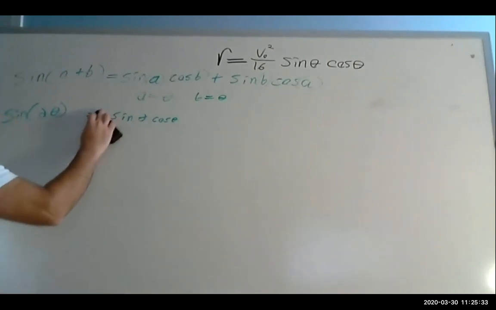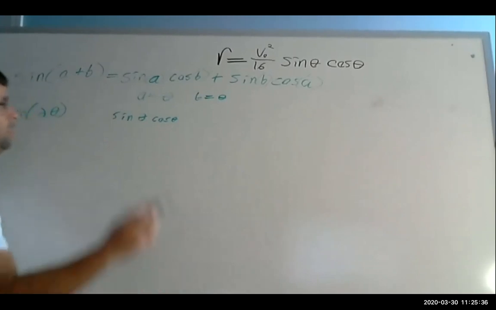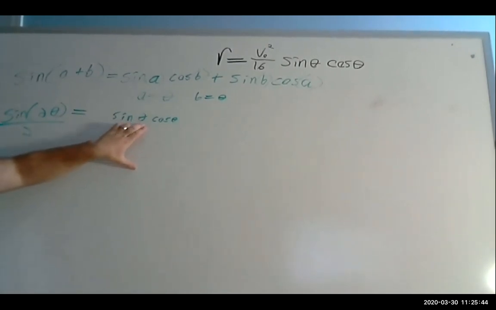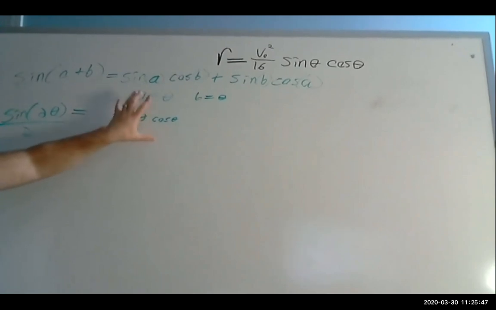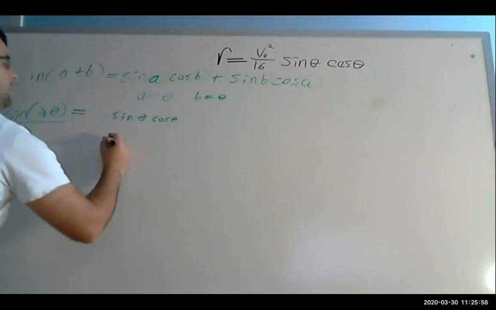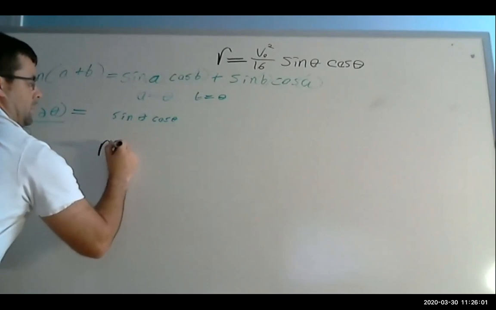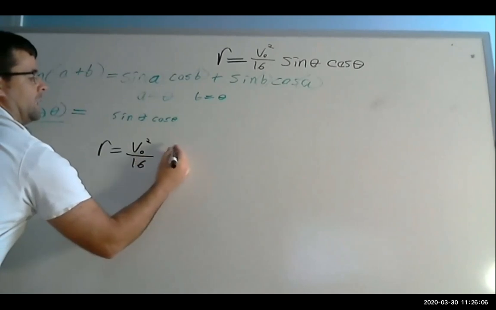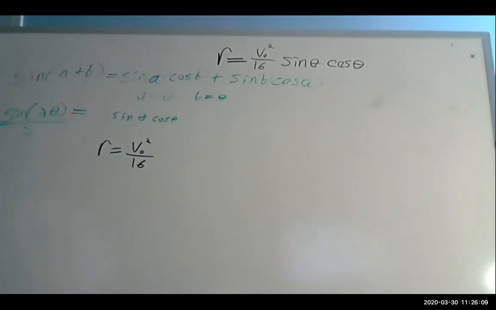So let's adjust it a little bit and bring that 2 over here. So if we have sine of theta, cosine of theta, we can take that out and replace it with this thing. We do that up here, we get R equals V naught squared over 16. We had sine theta, cosine theta, but we're replacing it with this thing.